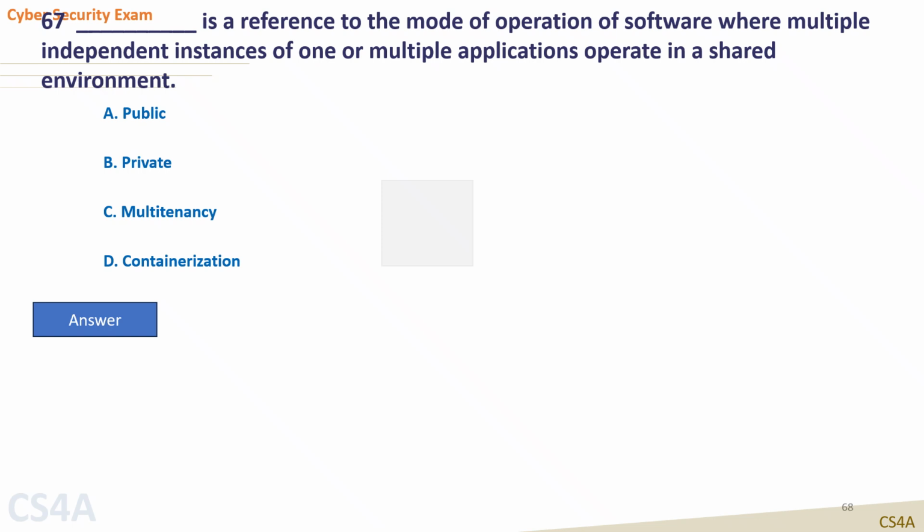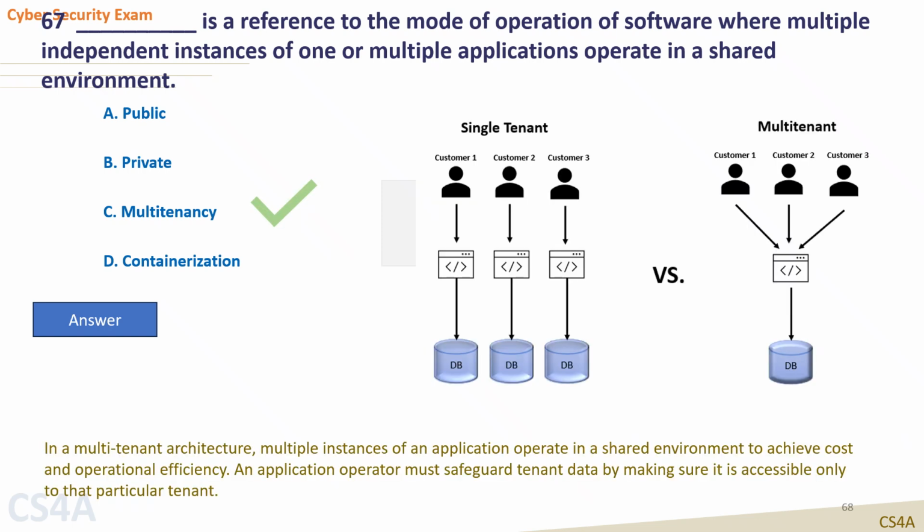Here the question is, what is a reference to the mode of operation of software where multiple independent instances of one or multiple applications operate in a shared environment? So here the keyword is shared environment. So public, private and containerization are not the correct ones. Multi-tenancy is the correct one, because in multi-tenancy each tenant shares the running instance, and the data is stored in a single shared database. In single tenancy, each customer has their own instance running with a separate data store. So we go for multi-tenancy to have a cost benefit as well as sharing the resources.